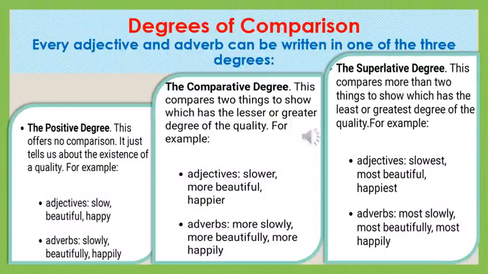In class 7, we studied degrees of comparison in detail. In grammar, the degrees of comparison relate to adjectives and adverbs. Every adjective and adverb can be written in one of the 3 degrees. Most adjectives have 3 different forms to show degrees of comparison: the positive, the comparative, and the superlative.